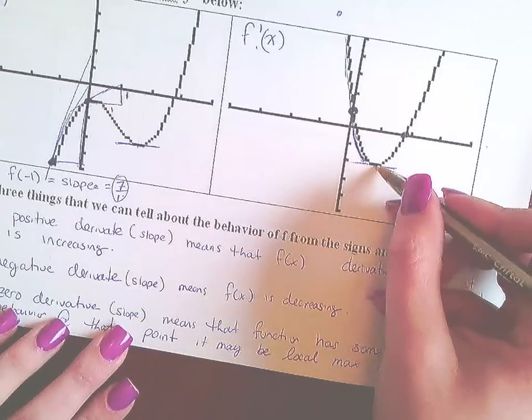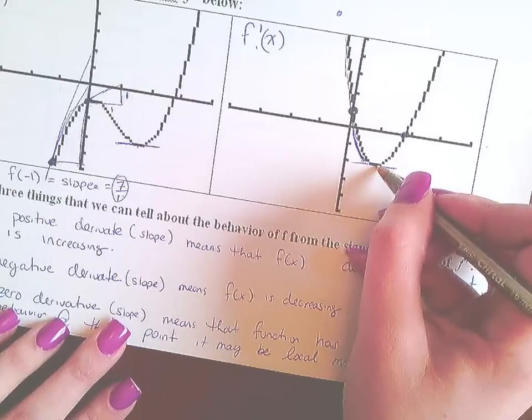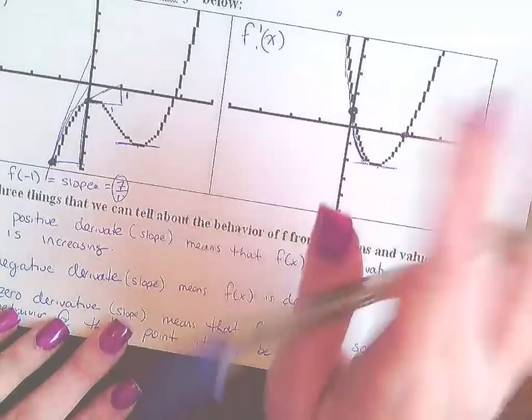The derivative is, where am I? I'm decreasing all the way. See, this is just a bad graph. Let's look at the next one.